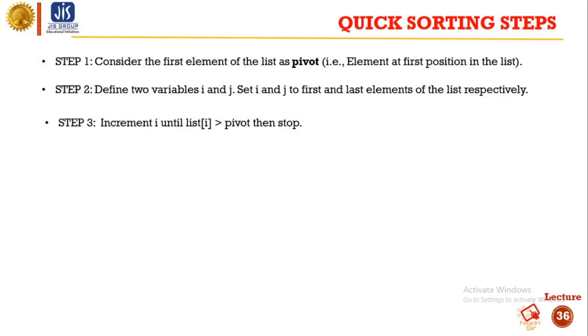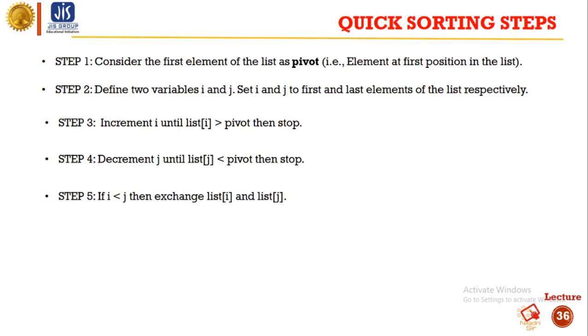Now we will increment i until list[i] is greater than pivot, and when this condition is satisfied we will stop. In step 4, we will decrement j until list[j] is less than pivot, and when this condition is satisfied, we will stop. In step 5, if i is less than j, then we will exchange list[i] and list[j]. We will repeat steps 3 to 5 until i is greater than j.